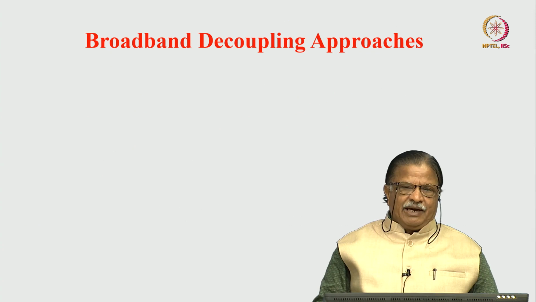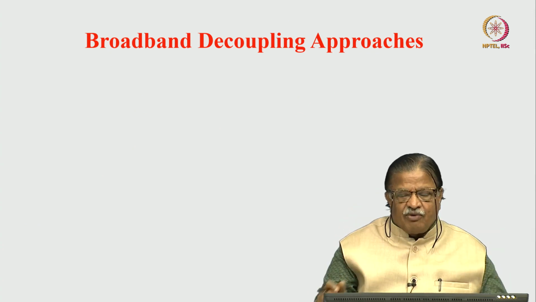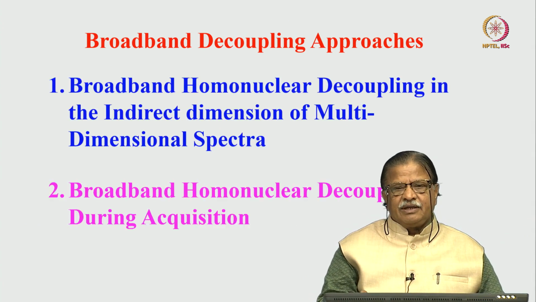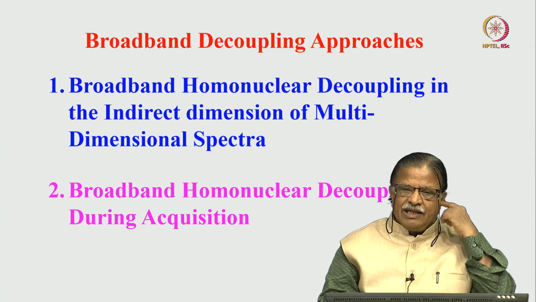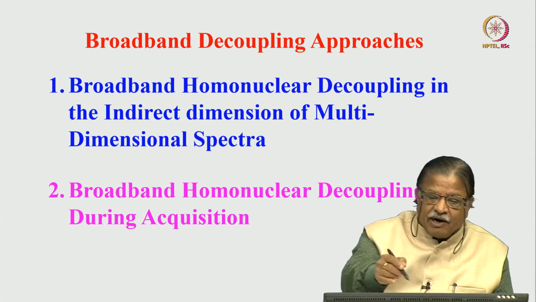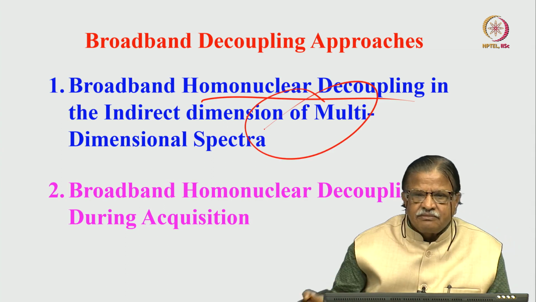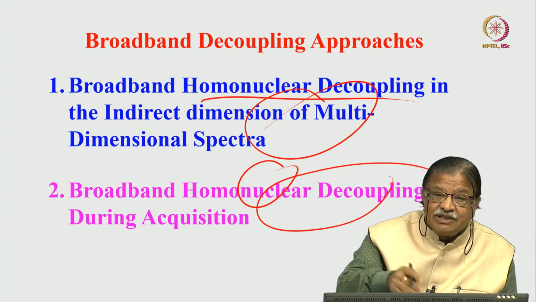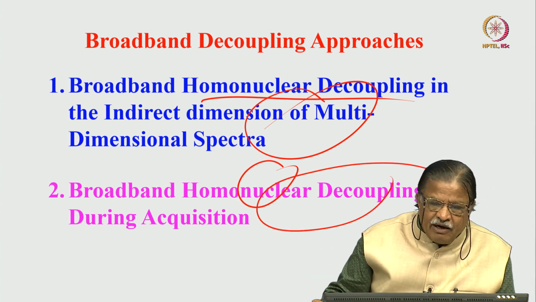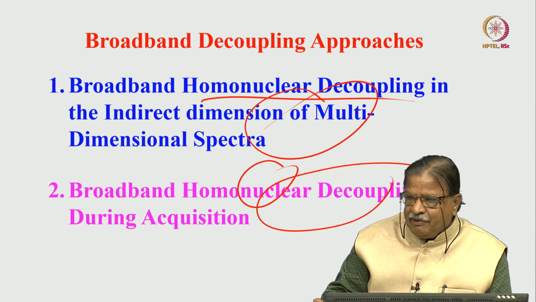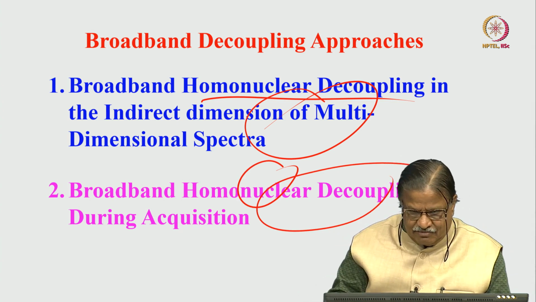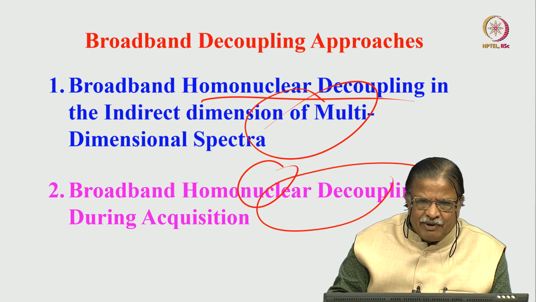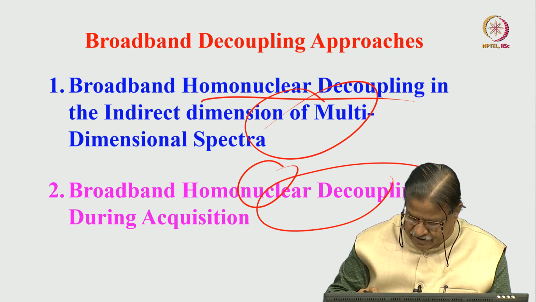Let us say I want to do the broadband decoupling. What are the approaches? How do you do that? When I say broadband decoupling is a challenge, how do you do that? There are two ways of doing. In the 2D experiment way, I can do the broadband homonuclear decoupling in the indirect dimension, or I can also do the broadband decoupling during acquisition, which is even more challenging. Just now I said that during acquisition you cannot do the broadband decoupling, it is a challenge, but of course we can do it somehow. There are two ways of doing broadband homonuclear decoupling, in the indirect dimension and also in the direct dimension. All right.